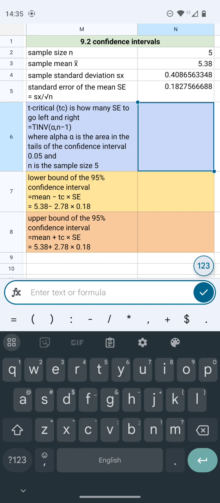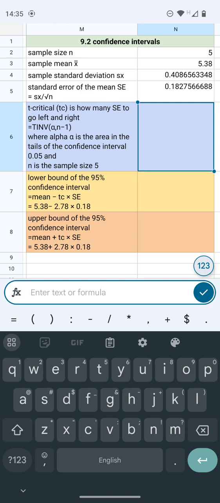So that's 0.18. That was the number we rounded off to 0.2. Here's the new part in Chapter 9. T-critical will be how many standard errors we need to go to the left and right of the sample mean, up and down, to figure out what the 95% interval is for these capturing the population mean.